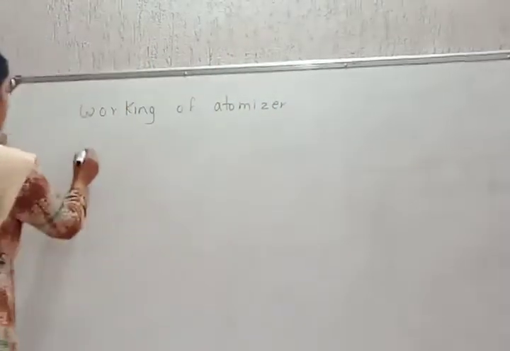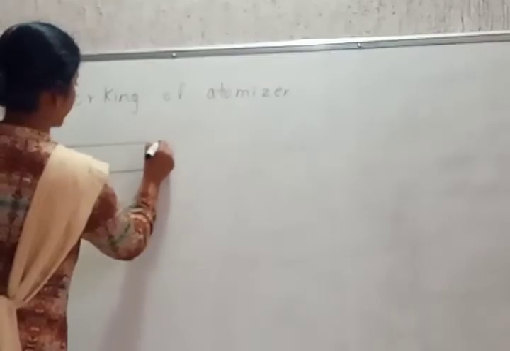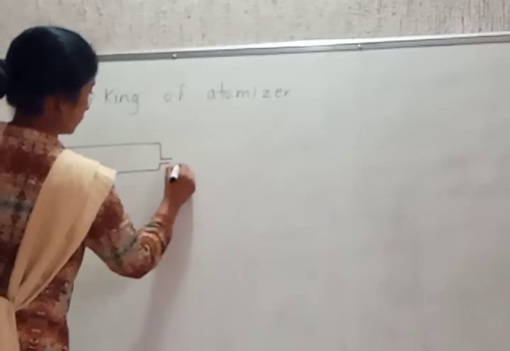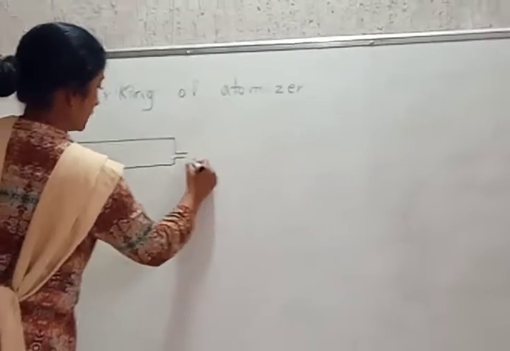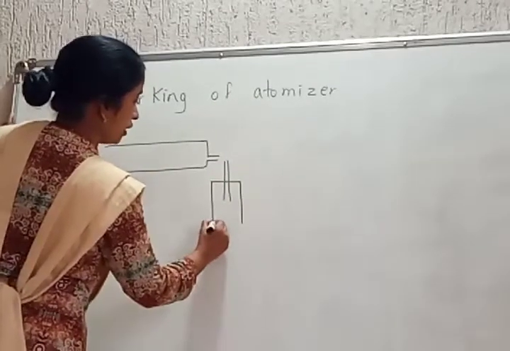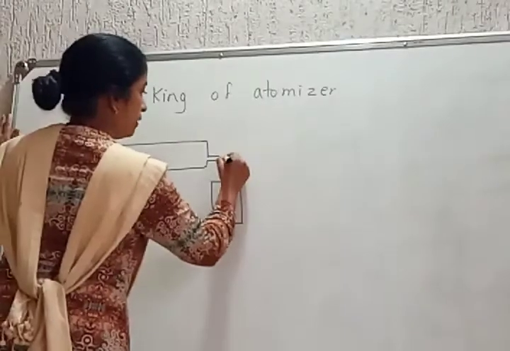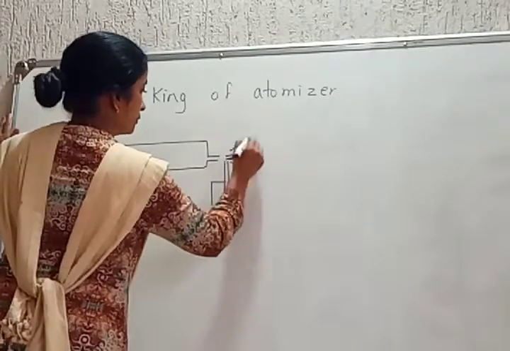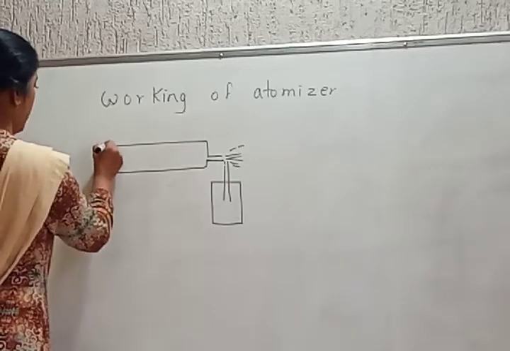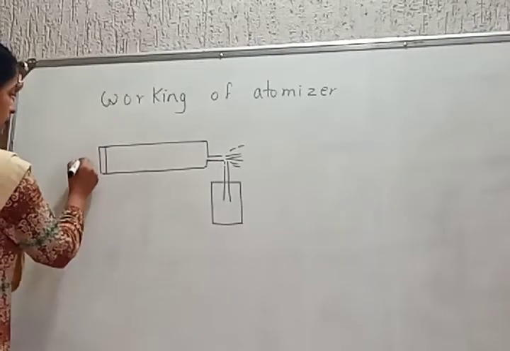Look at the diagram. This is a cylinder here. This is a tube which is enclosed in the fluid, maybe scent, maybe insect sprayer or anything. This is a piston, like the pump piston fitted in a pump. This is your piston.